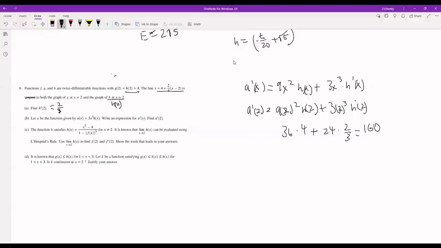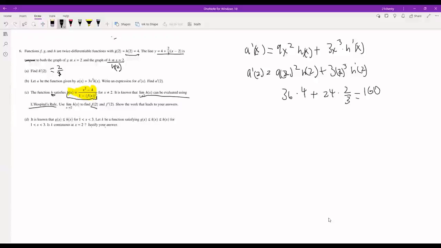Just to be more straightforward, I'd say C and D are a bit more tricky. So C, the function h satisfies that, where x does not equal 2. This part's important. The limit can be evaluated using L'Hopital's rule. So use the limit to find f of 2 and f prime of 2 and show your work.